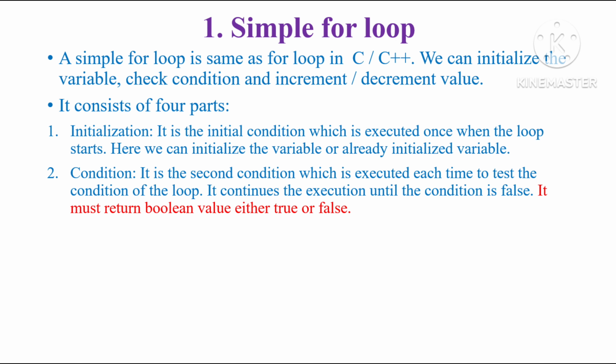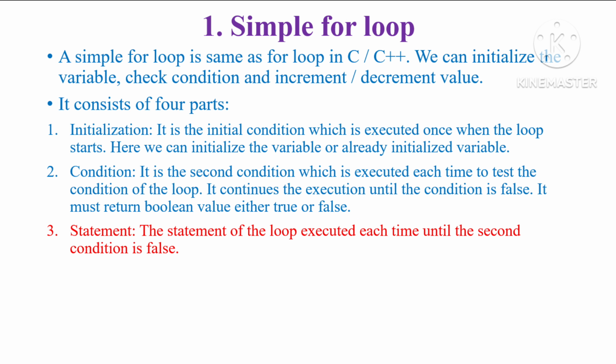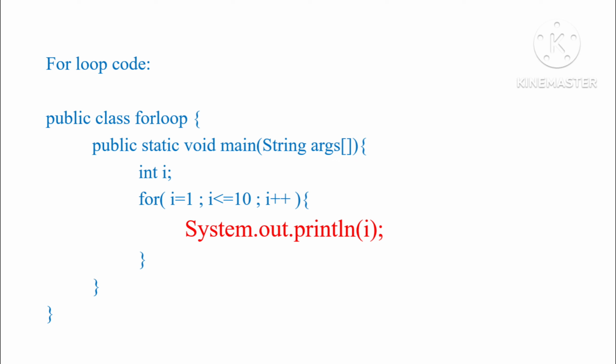It must return a boolean value, either true or false. So in each iteration, it checks the condition and returns boolean value true if the condition is true and returns boolean value false if the condition is false. Third part is statement. The statement of the loop is executed each time until the second condition is false. So here it will print the value of i until it is less than or equal to 10.